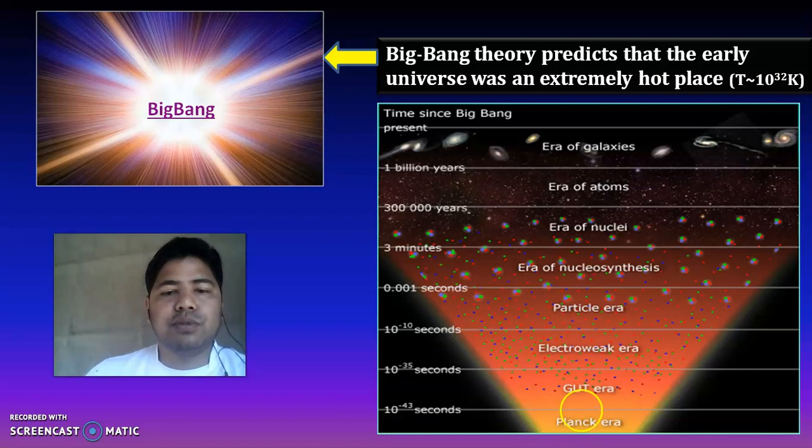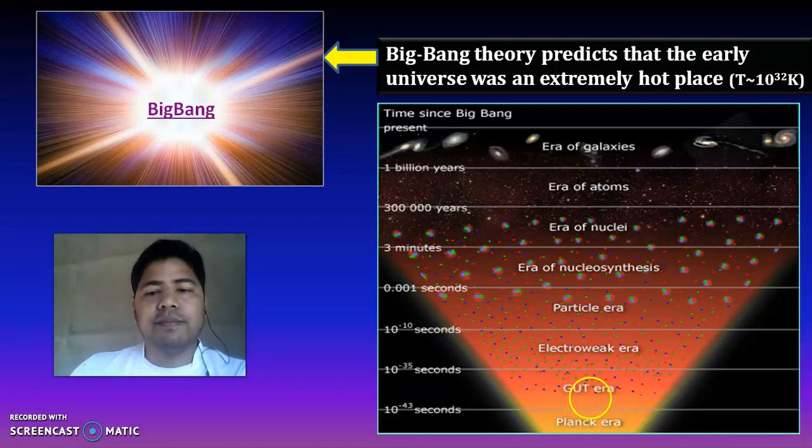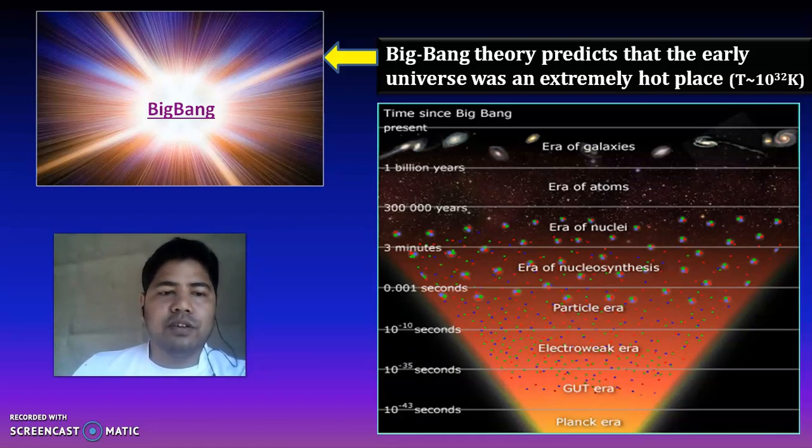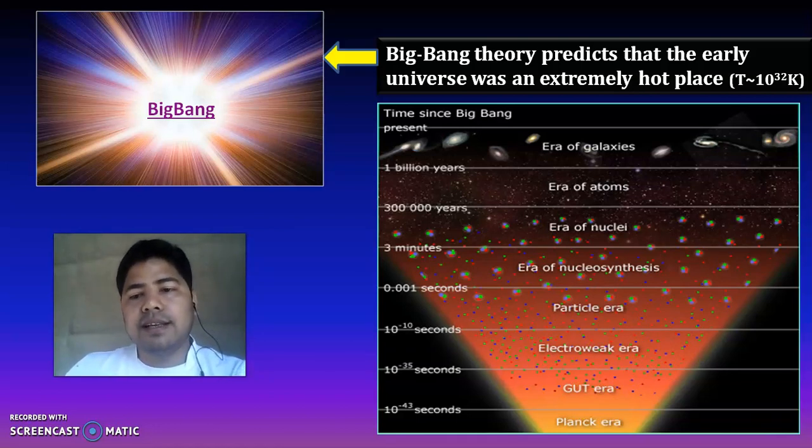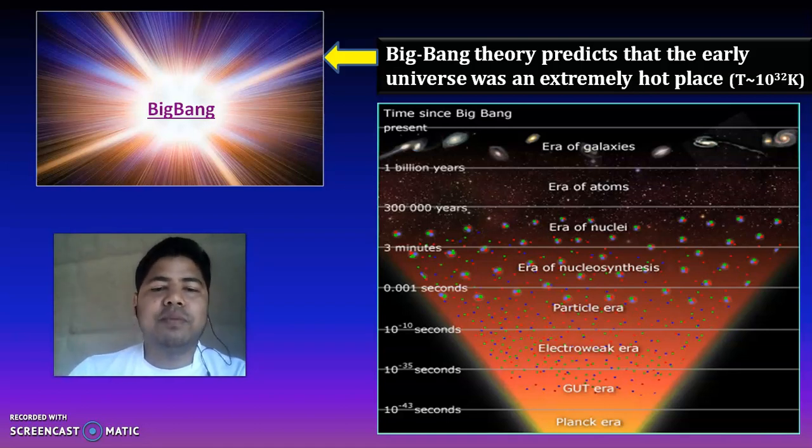The next era is up to 10 to the minus 35 second, and this is called the GUT era, whose full form is Grand Unification Theory era. In this era, all the forces were clubbed together, and we don't have any information about it. Then up to 10 to the minus 10 second, it is the electroweak era.